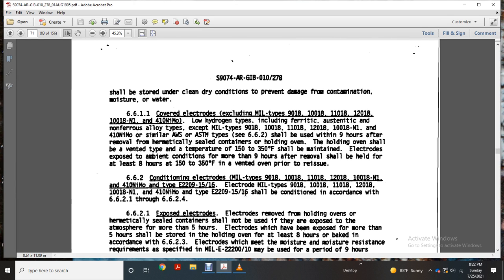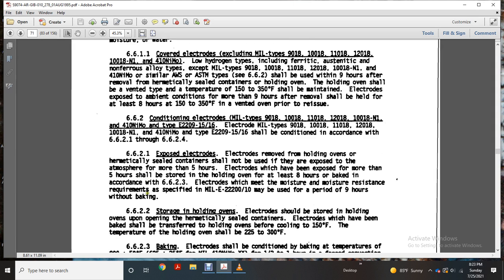Conditional electrode MIL types 9010, 9018, 10018, 11018, 11118, 12018, N1, 410 nickel molybdenum, type E2109-15-16. Electrode MIL types 9018, 11018, 11018, 12018, N1, 410 nickel molybdenum, type E2209-15-16 should be used in addition in accordance with 662 and 6624.